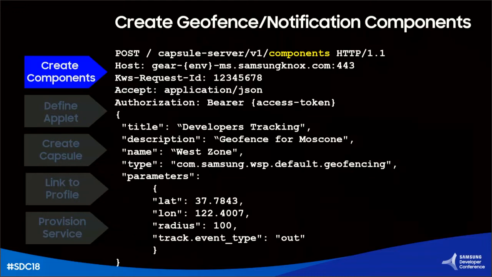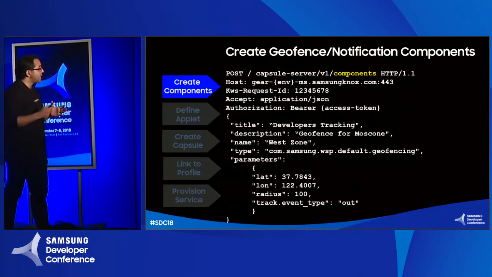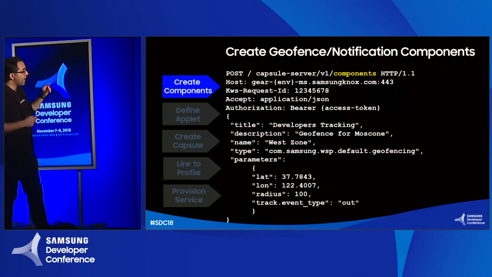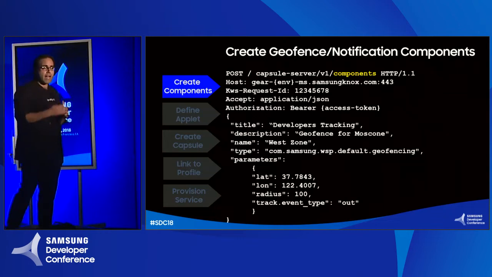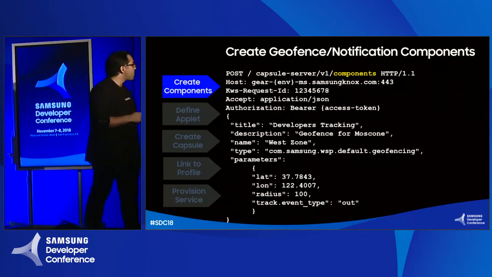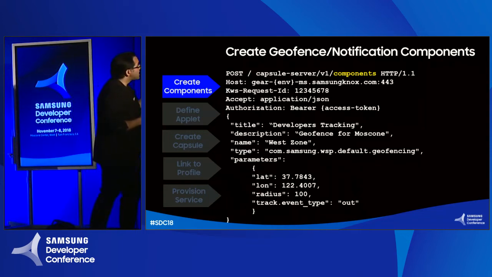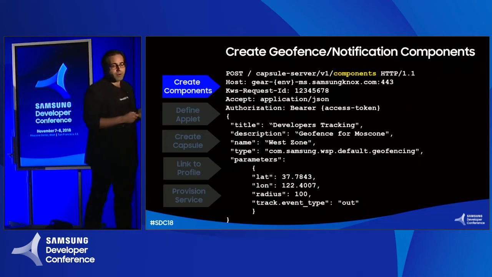So let's take the example where you create a geofence and notification component. So this is a typical example of how you create a component. You have title as developer tracking, description saying you cannot leave this Moscone Center, West Zone, and then you define the lat long. Now here are values that you as developers and solution providers pass on to the platform. So once you create the component, you have an ID associated with that. Similarly, you create a notification component.